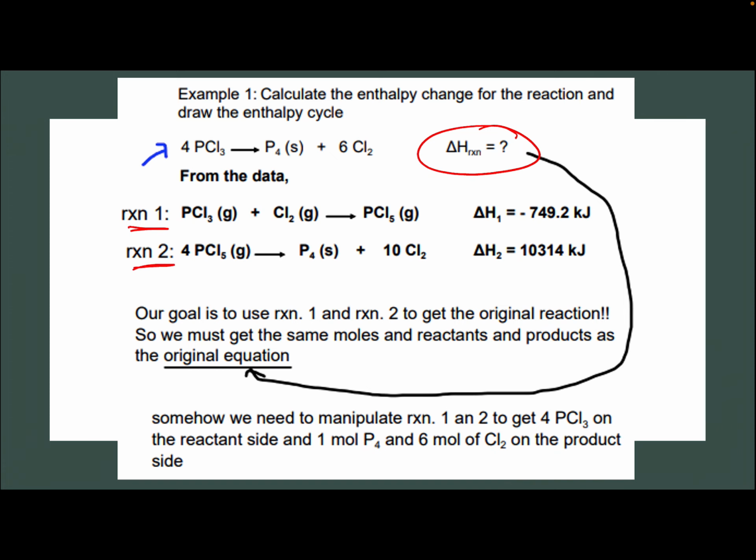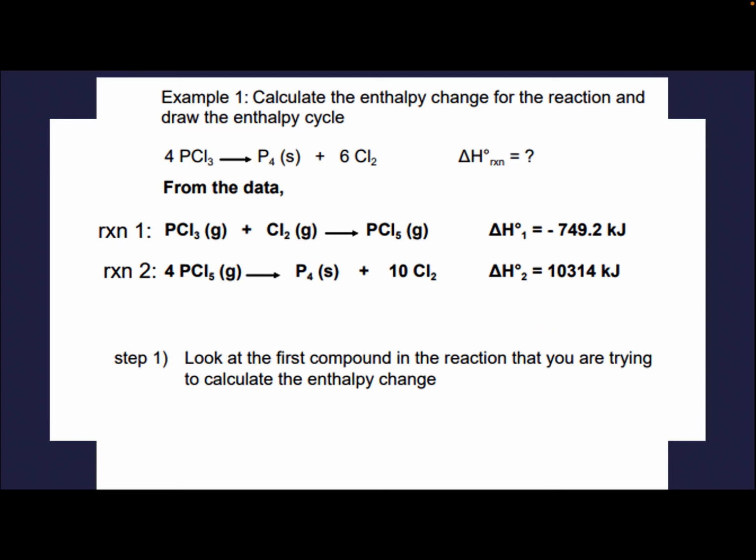Somehow we're going to need to manipulate reaction 1 and reaction 2 to get 4 PCl5, and we need to make sure that's all on the same reactant side, and then 1 mole of P4 and 6 moles of Cl2 on the product side. Okay, so our goal at the end of this is to literally get this entire equation written out from these two reactions. So let's calculate this information.